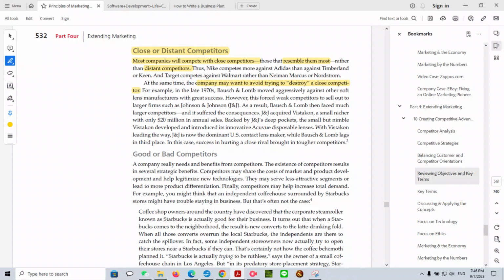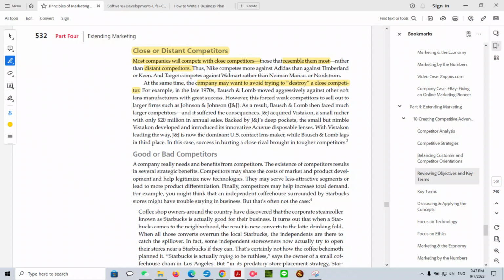Now, Bausch & Lomb lags in third place. In this case, success in hurting a close rival brought in tougher competitors. So the reaction to what they were doing, when they attacked, caused them to respond and outperform their competition, basically through mergers and acquisitions. In this case, an acquisition.